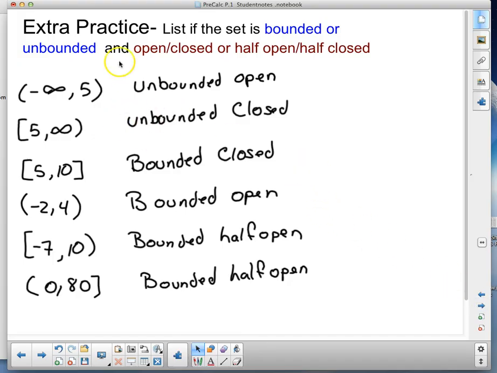Now, I want you to cover up the answers on this side and practice which one of these is open or closed, half open, half closed, depending on your situation. Just to practice this. This will be on a quiz on Friday, or Thursday for that matter, depending on when you're in class.